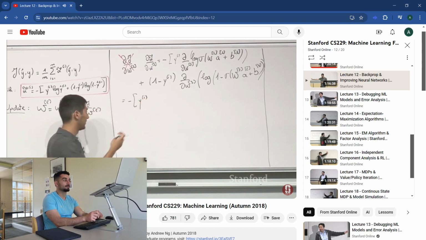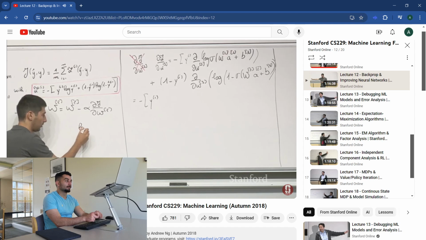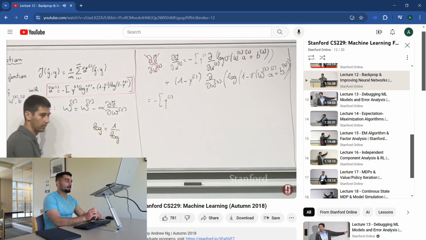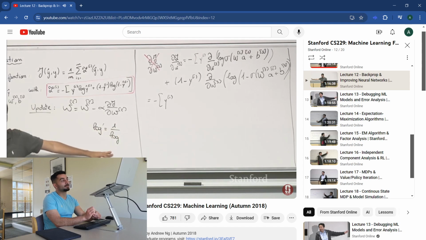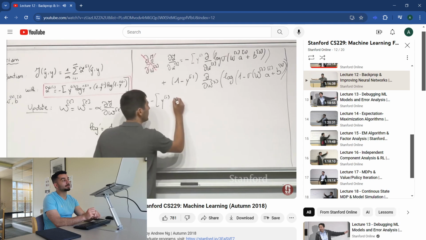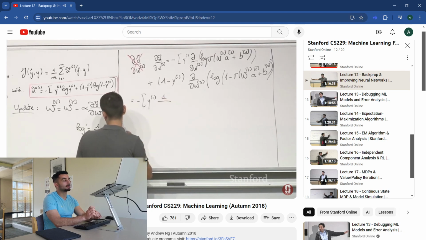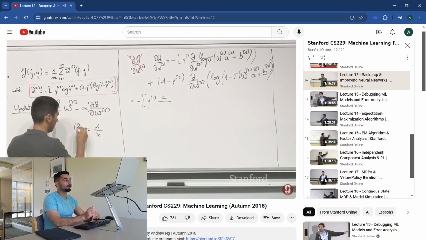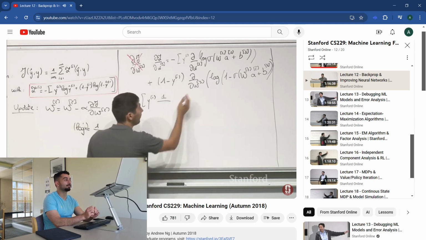So the derivative of log prime equals 1 over log. Remember this? 1 over x, if you put an x here. So log prime of x is 1 over x.